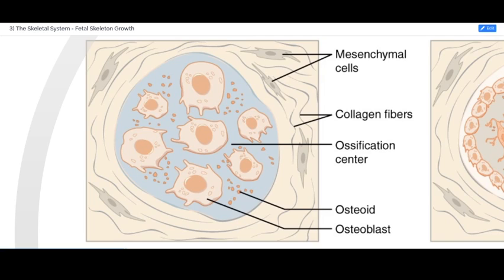Now, osteoblasts are mostly concerned with making bone matrix, and they do that by secreting osteoids, which are proteins and other large molecules which will incorporate calcium salts into the bone matrix, and it'll start to calcify.